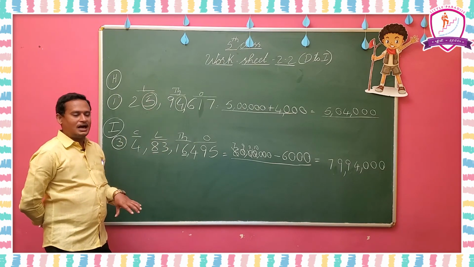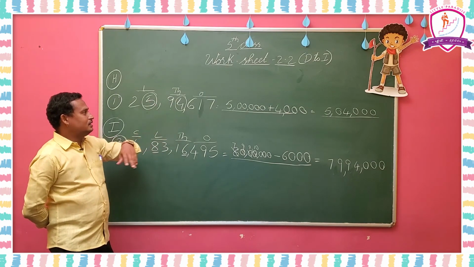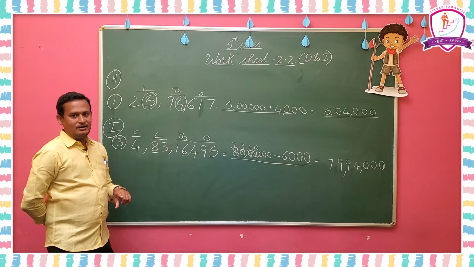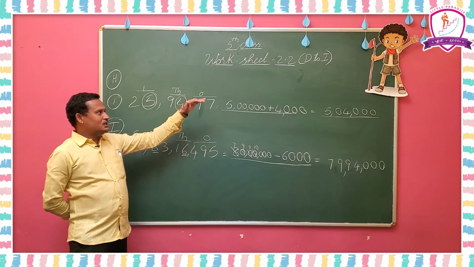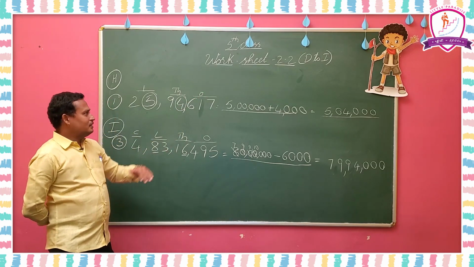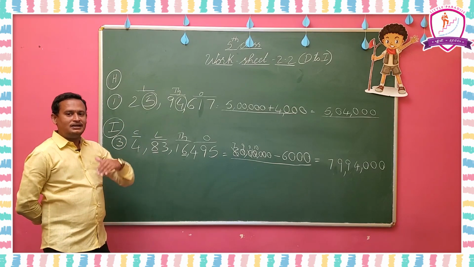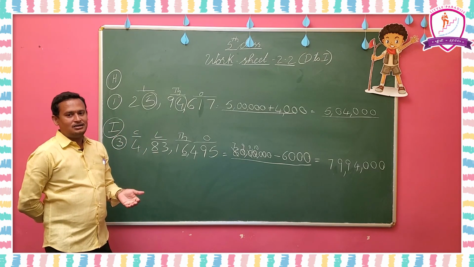Understood? Like this you have to complete these Romans. Here in worksheet 2.2 we have discussed D Roman to I Roman, so up to this you have to complete. First complete the sums explained on the board, then complete the remaining sums in that Roman. Understood? Thank you.